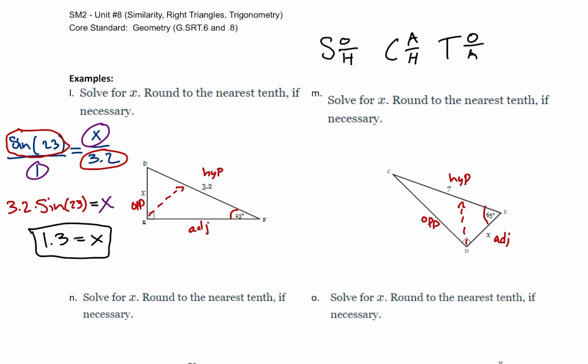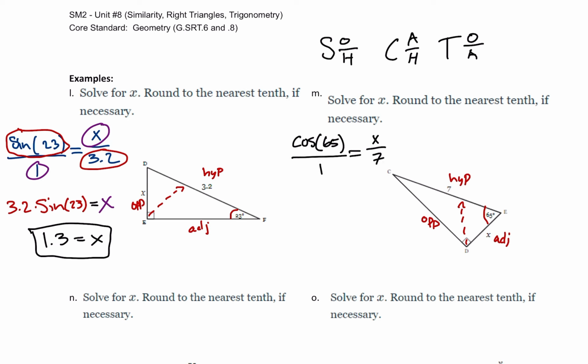Okay, step 3, identify which trig function I need to use. Well, right now I've got a hypotenuse and an adjacent, which means I need to use whichever trig function has hypotenuse and adjacent, which is the cosine. So we'll be using cosine for this one. So that's going to look like the cosine of my angle, which is 65 degrees, is going to be equal to my ratio, which is adjacent over hypotenuse. So we've got x is our adjacent and 7 is our hypotenuse. So x over 7.